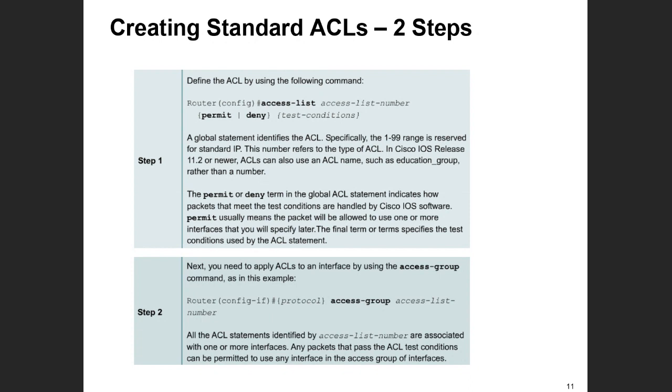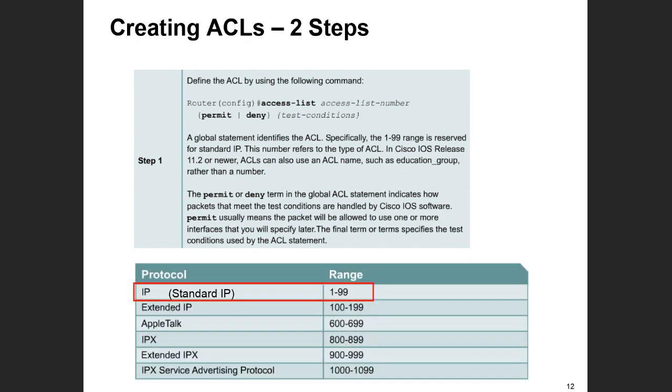So for example, in step 2, the prompt is changed to router config-if. He's gone to a particular port, like the G0/0 port, maybe the Ethernet port. And then he's going to apply that access group that he created back in step 1. Maybe he said access list 1, he'll say access group 1. And he'll apply that in the inbound or outbound direction to that particular interface. There's the range of numbers.